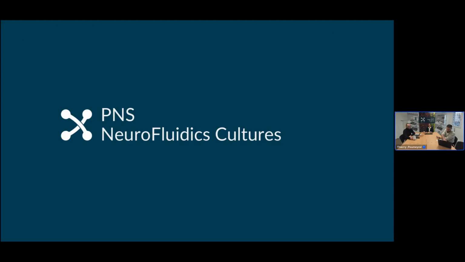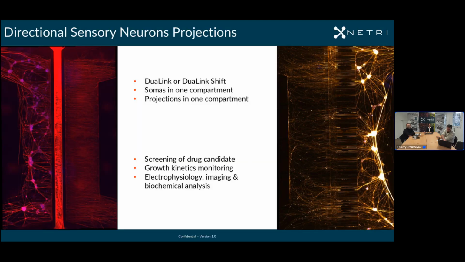Now, regarding the cell type and culture that we adapted into our NeuroFluidics lines. Those are examples of 2 chips showing the directional projection of sensory neurons. On the left is a DuaLink architecture, and on the right the DuaLink shift architecture, where the cell body has been seeded in channel 3 and projects to the left. So you have the soma in only one compartment and projections going through the other compartment via the microchannels.